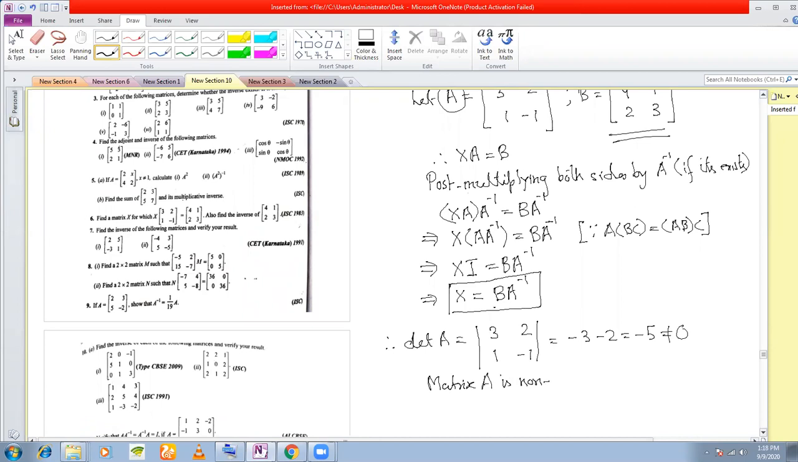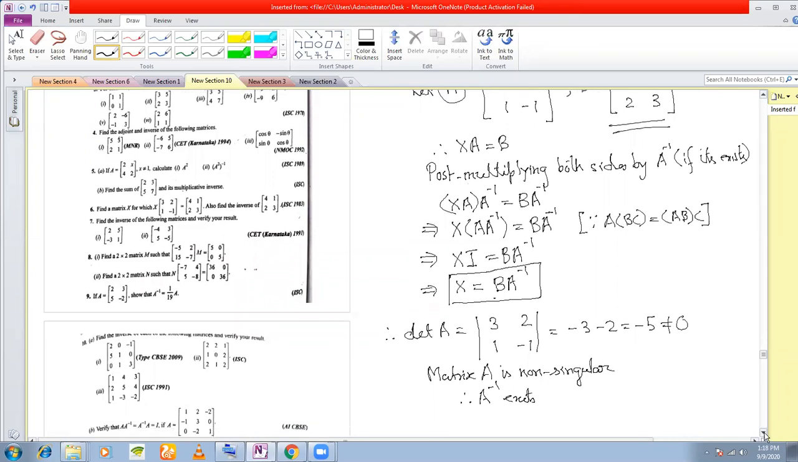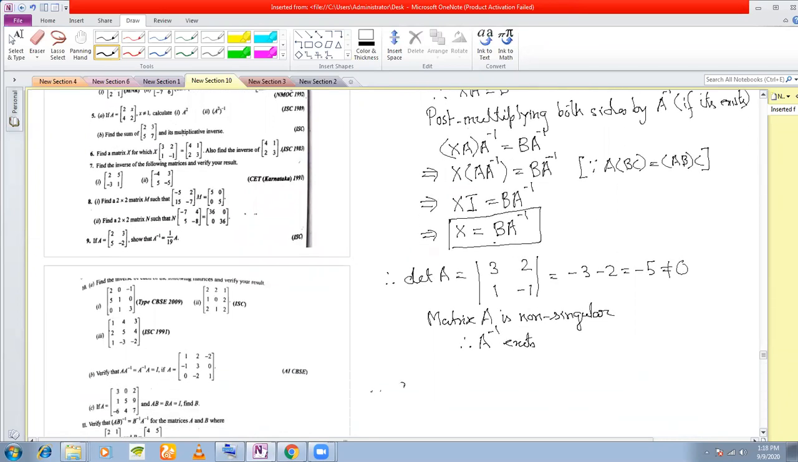Non-singular. Okay, so that means therefore A inverse exists. Now we proceed to find out the adjoint of A. So how will you find out the adjoint of A? Let's see what A here is.